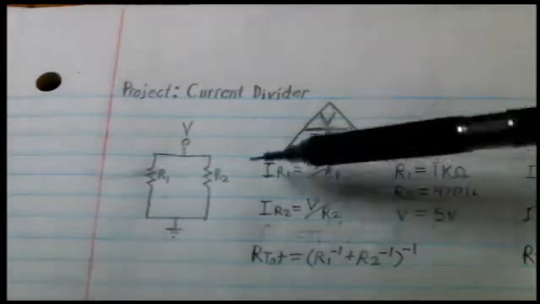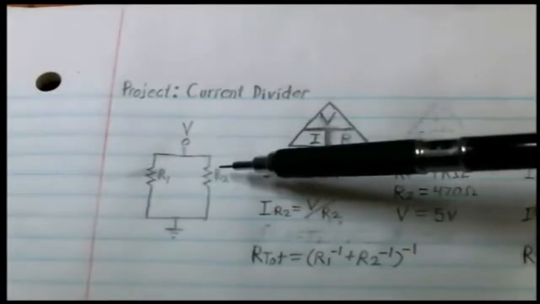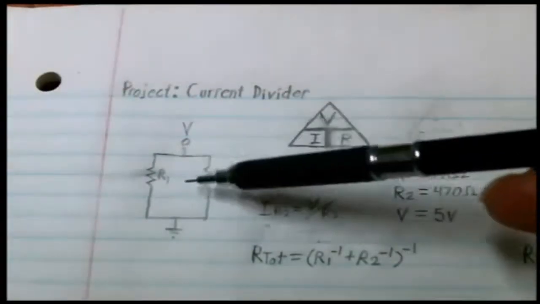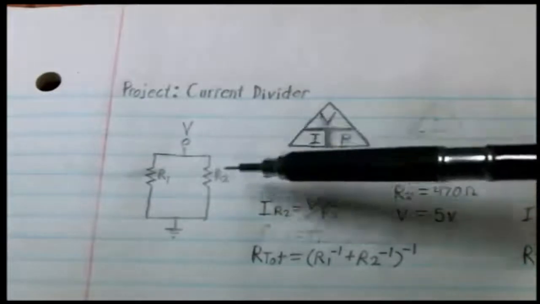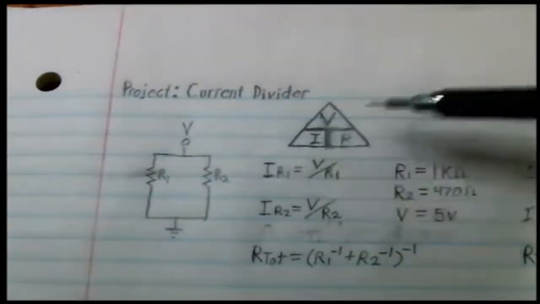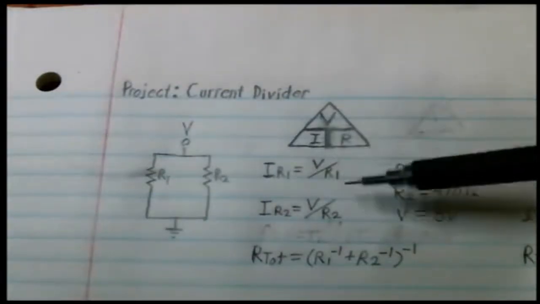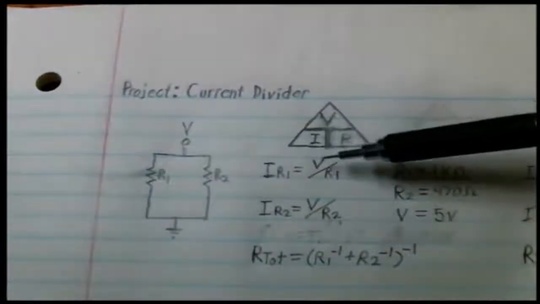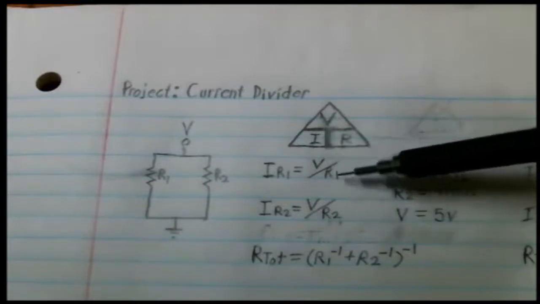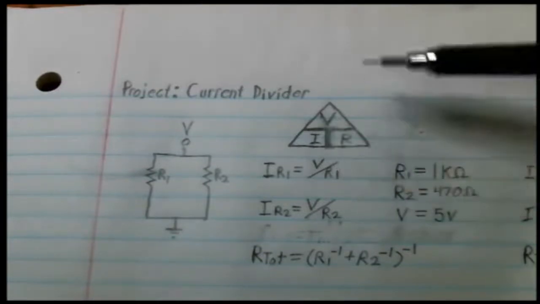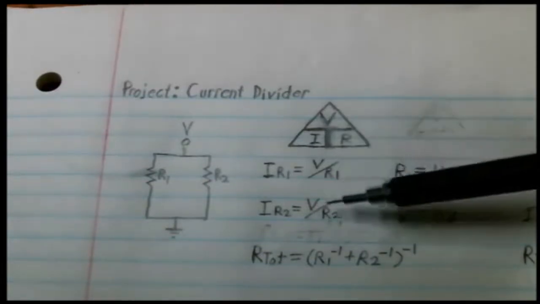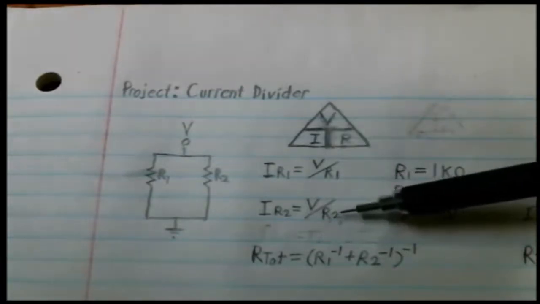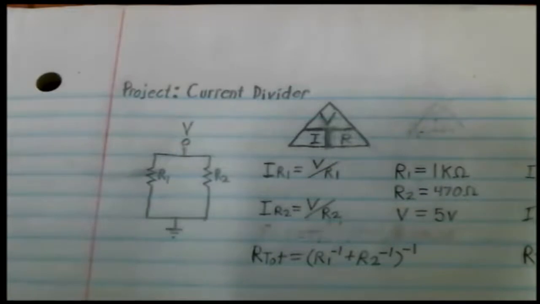This is a current divider which is comprised of two resistors in parallel. And the way to calculate the current through each resistor is by using Ohm's law. So to find the current, you divide the voltage by the resistance. So to find the current through R1, it's just the voltage, V, divided by the value of R1. And to find the current through R2, it's the voltage divided by the value of R2.